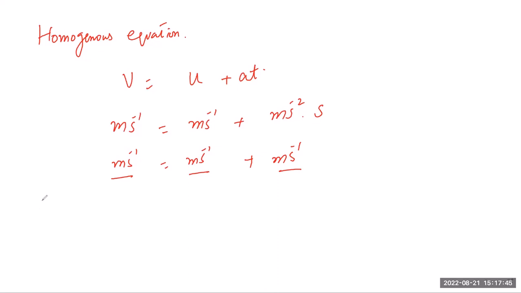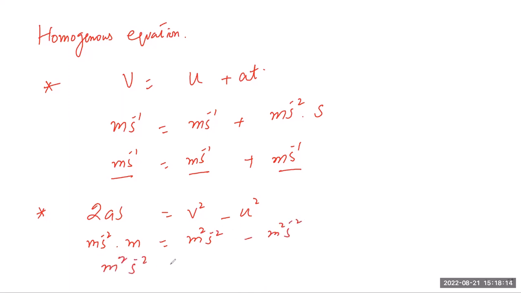I can take another example, the third equation of motion, 2as is equal to final velocity square minus initial velocity square. Acceleration is in meters per second square, into meter. If I put meter per second and take the whole square, it is meter square per second square, minus meter square per second square. So in the end, I have the same base units on either side of the equation, so it is a homogeneous equation. I hope you got the point.